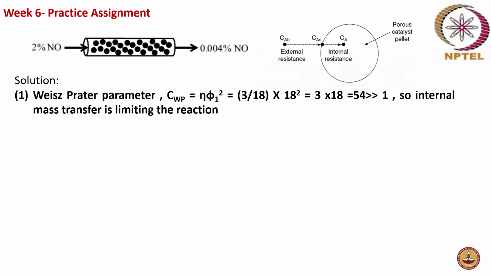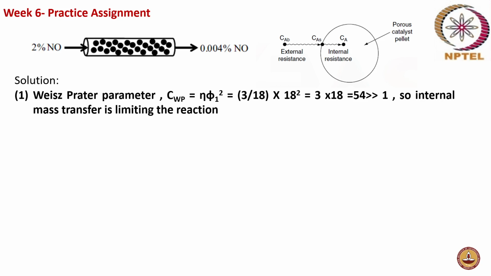Now, substituting the value of your internal effectiveness factor and your Thiele modulus value, let's find out what the Weiss-Prater parameter is. So, CWP is equal to eta into phi 1 square, that is equal to 3 by 18 into 18 square, which is nothing but 54, right?